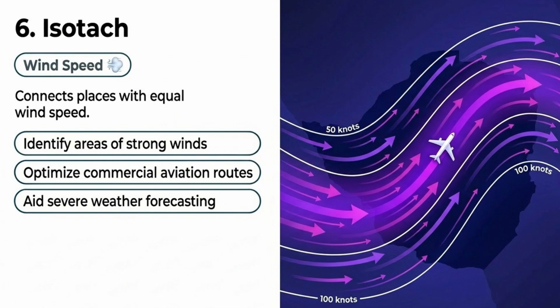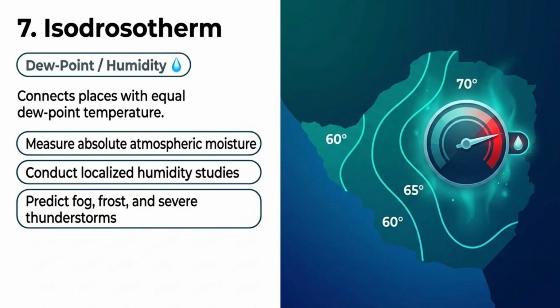Next, we will learn about another important isoline, that is Isodrosotherm. An isodrosotherm is a line that connects places having the same dew point temperature. What is dew point? The dew point is the temperature at which water vapor in the air begins to condense into teeny water droplets. It is an important measure of atmospheric moisture.